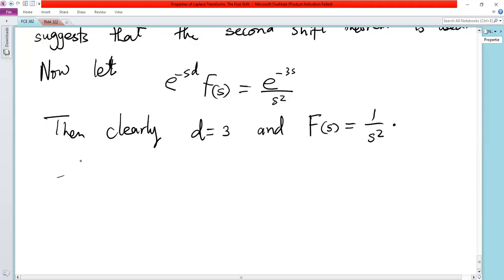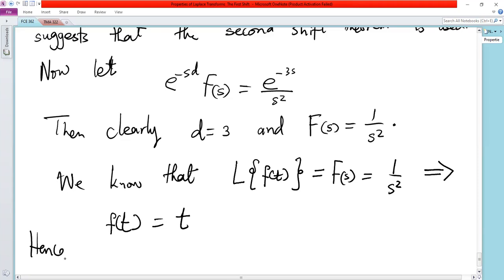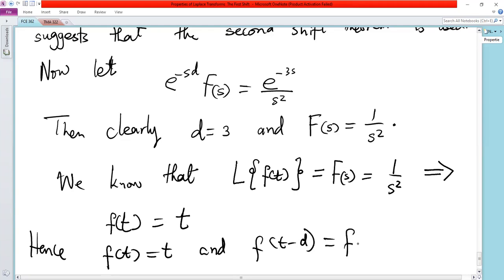So we know that the Laplace transform of f of t equals capital F of s equals 1 over s squared, which implies that f of t is actually t. That's what we saw in the first session, that if you get the Laplace transform of a function f of t equals t, then its Laplace transform is 1 over s squared. So therefore, this is the f of t. Hence, f of t equals t, and f of t minus d equals f of t minus 3. So this is what we have.